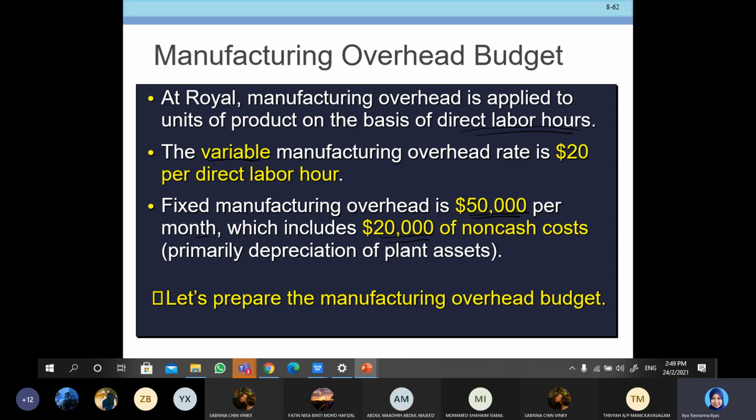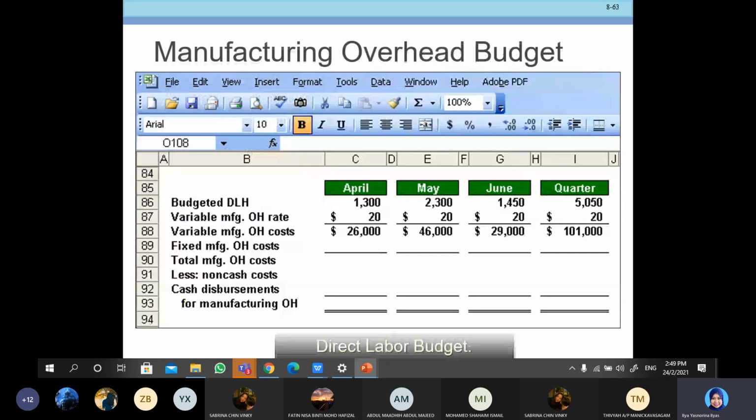Why do they give us this information? Now we look at the format. The format will be based on direct labor hours. So we will take this direct labor hour from our direct labor budget just now. So this is the real total number, not the minimum. The real number, 1,300, 2,300 and 1,450. So this is for the quarter.